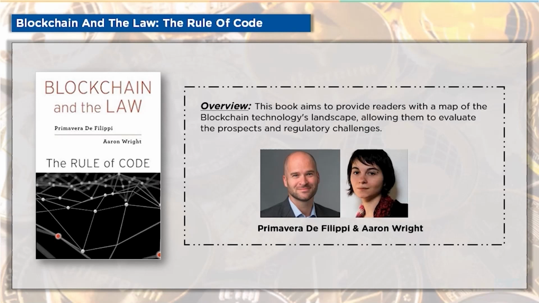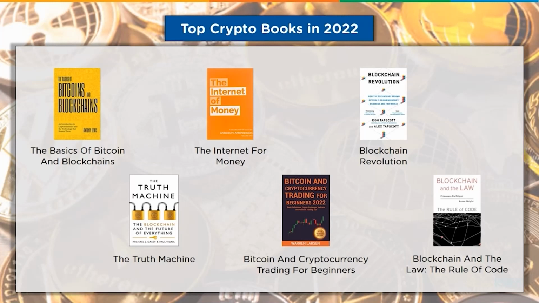About the authors: Primavera De Filippi is a legal researcher, internet activist, and artist specializing in blockchain technology, peer-to-peer networks, and copyright law. Aaron Wright is a co-founder of OpenLaw and an associate clinical professor of law at Cardozo Law School. Aaron has a lot of expertise with blockchain technology. Well, this was all about top crypto books for beginners in 2022.